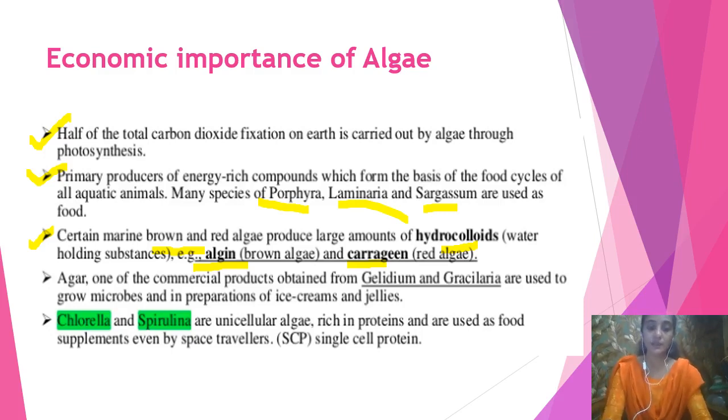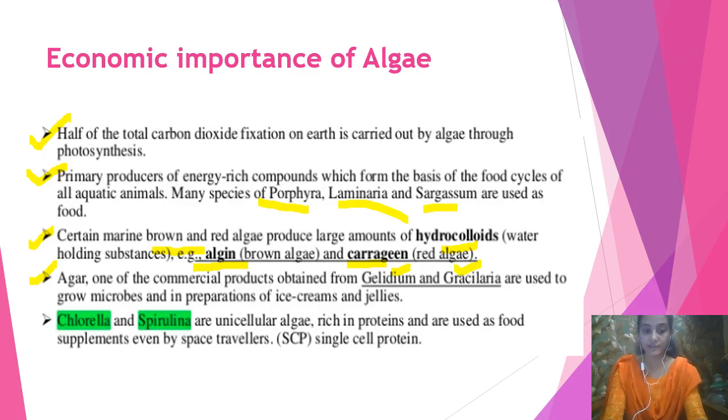Now the next economic importance is agar. Everyone knows what agar is. It's mainly used for growing microorganisms, and it's used in the preparation of ice creams and jellies. This agar is a product obtained from Gelidium. You have to remember the names Gelidium and Gracilaria. This agar is used to grow microbes and in preparing ice creams and jellies.